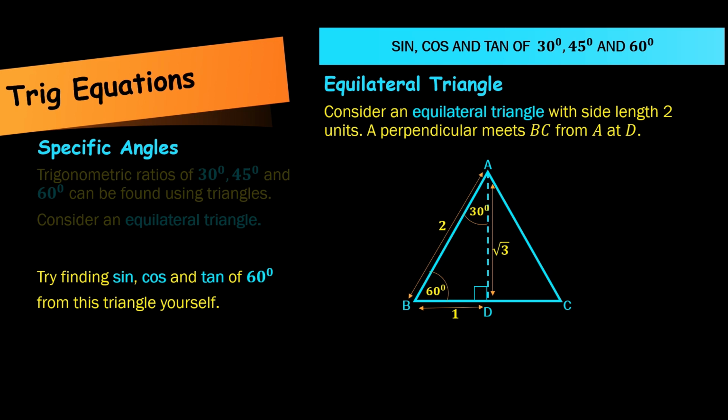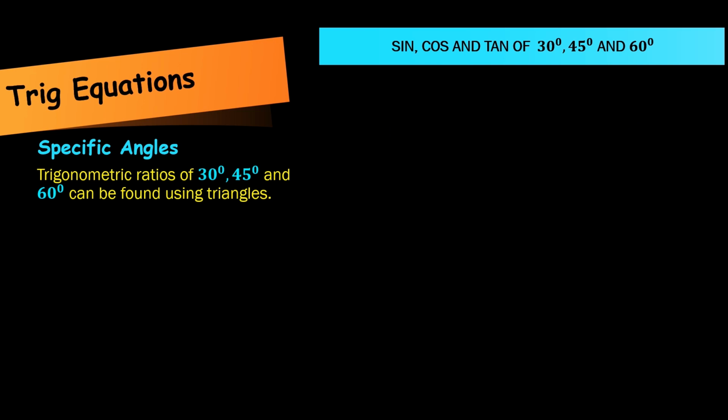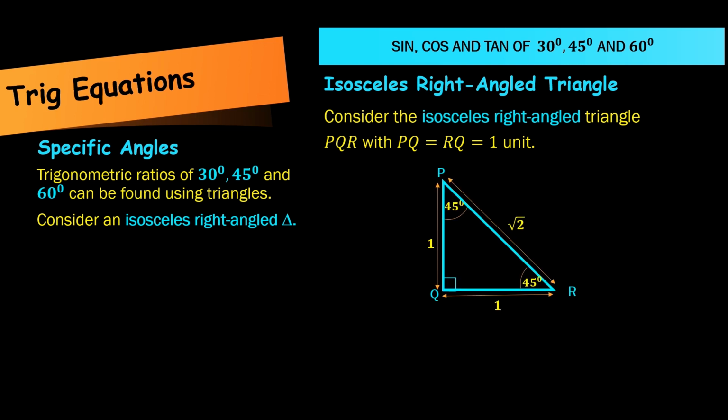Now that we have taken a look at the trig ratios of 30 degrees and 60 degrees, we can now examine the trig ratios of 45 degrees. Again, these can be found using triangles or a particular triangle. We're going to consider an isosceles right-angled triangle, PQR, like the one shown on your screen. PQ equals RQ equals 1 unit, as shown. And the length PR, the hypotenuse, is equal to root 2 from Pythagoras.